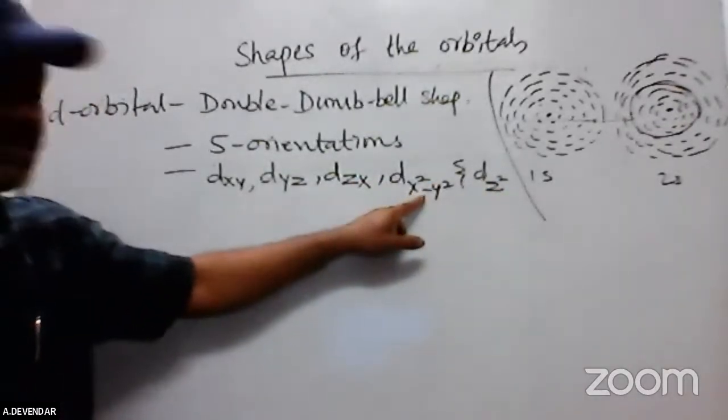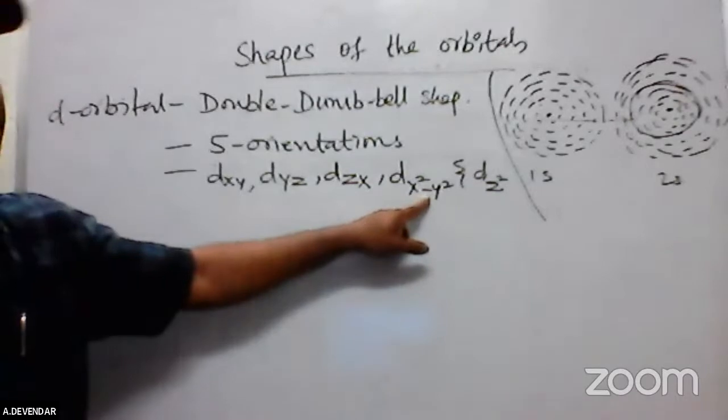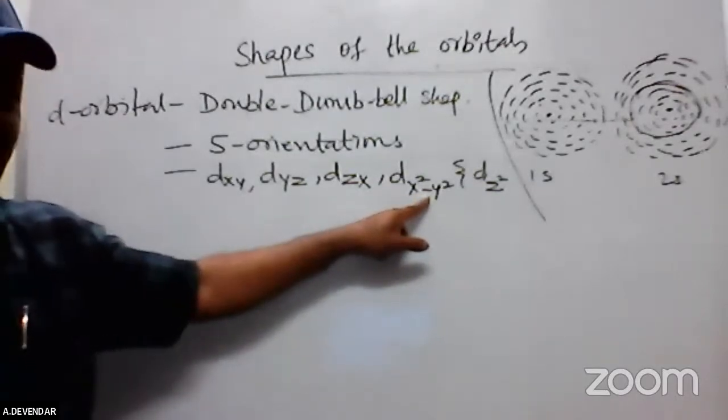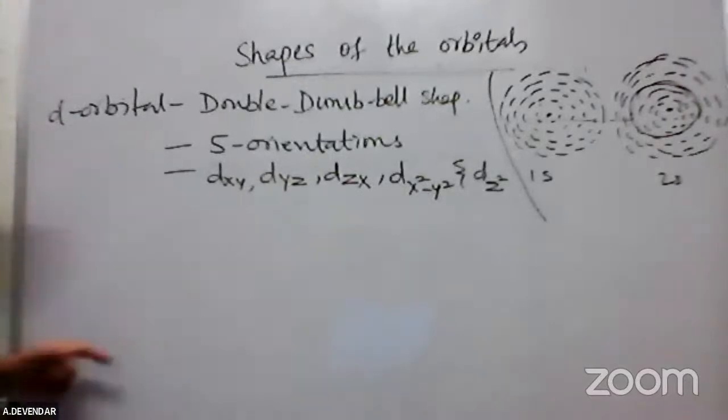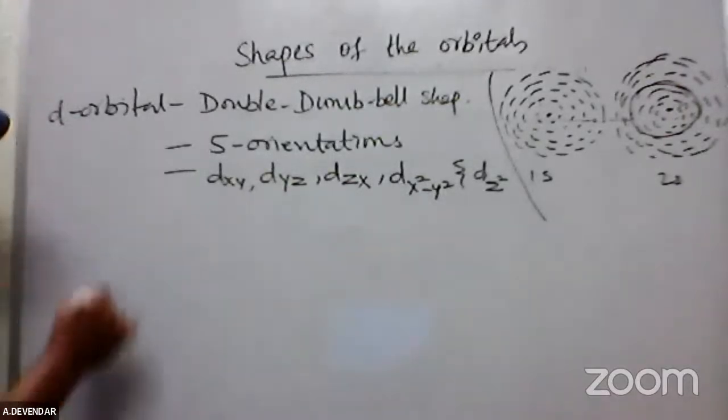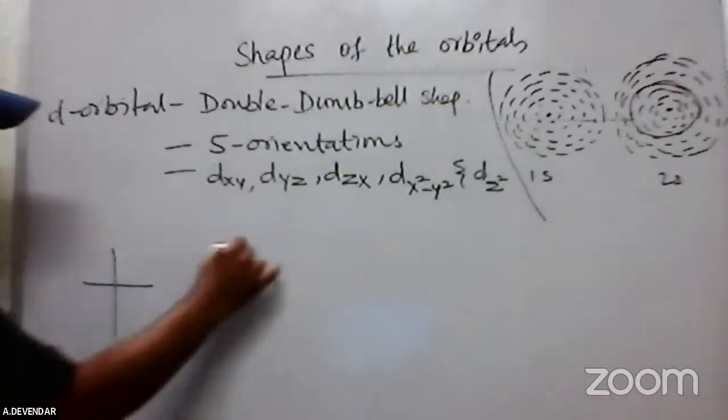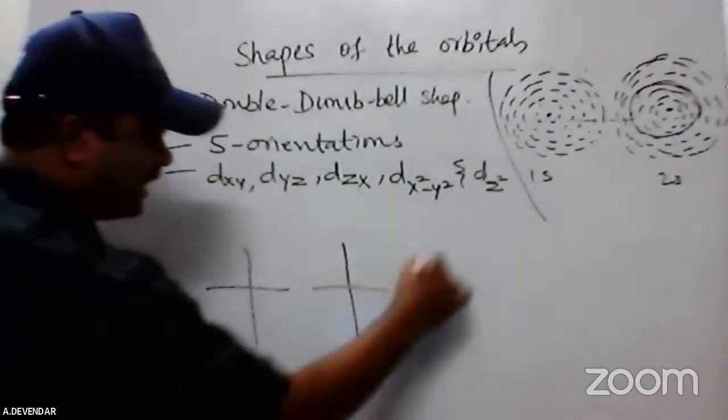Somebody pronounces it as X square minus Y square. Don't say X square minus Y square. It is not given like that. It is X square, Y square, both are there. So now how to draw? Again you have to draw the same pictures. Plus marks. How many do you want? 5.